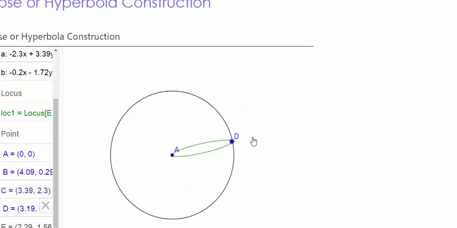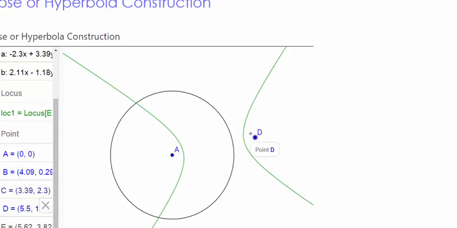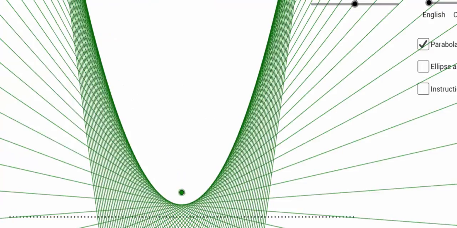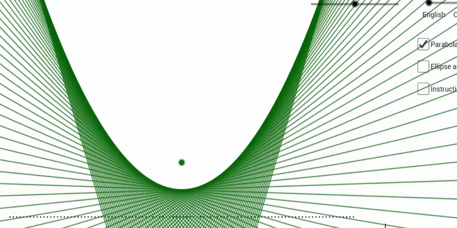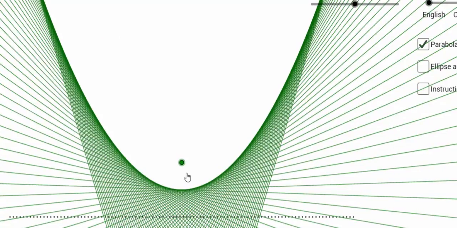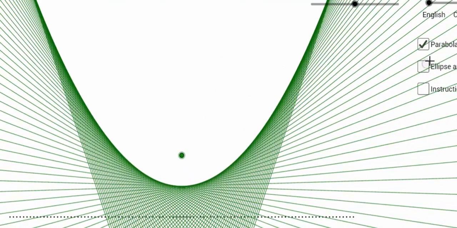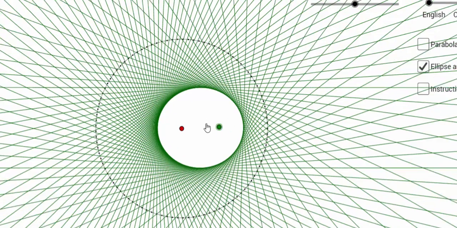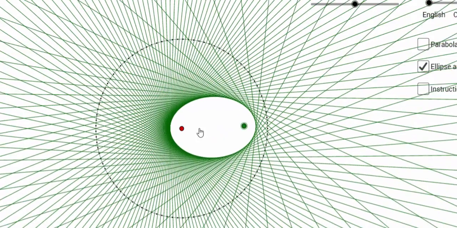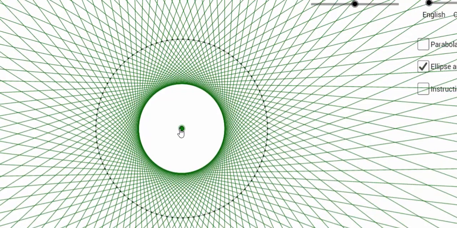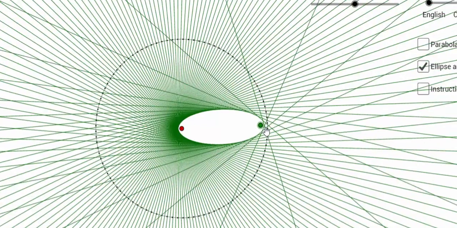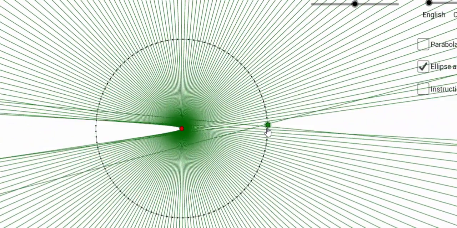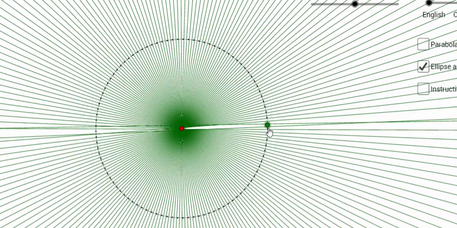Circle, ellipse, hyperbola. All because we took that directrix that was a line and we made a circle out of it. Here's the parabola. But this is a linear directrix. If you take that linear directrix and you change it to a circular directrix, you get this. Here's the circle. Here's the ellipse. Here's the line. That's the best I can do it.